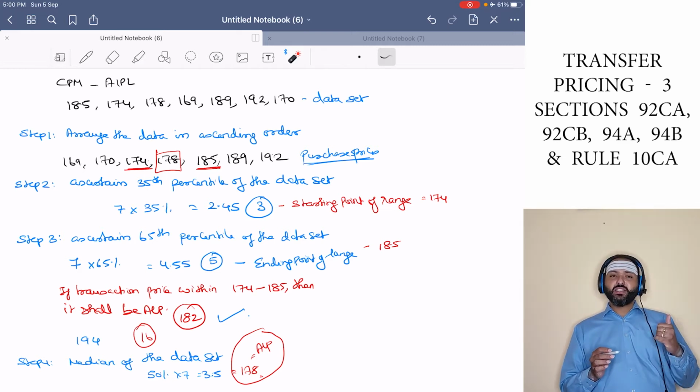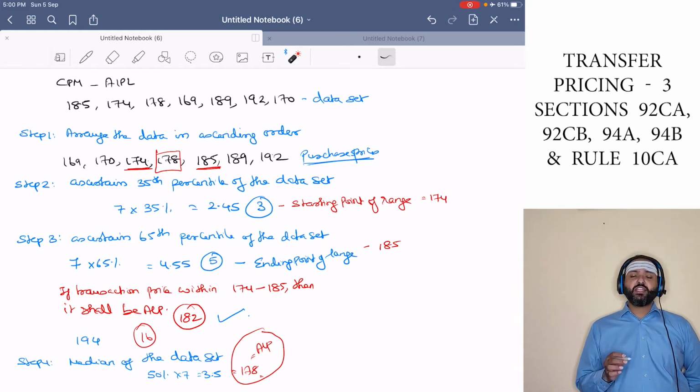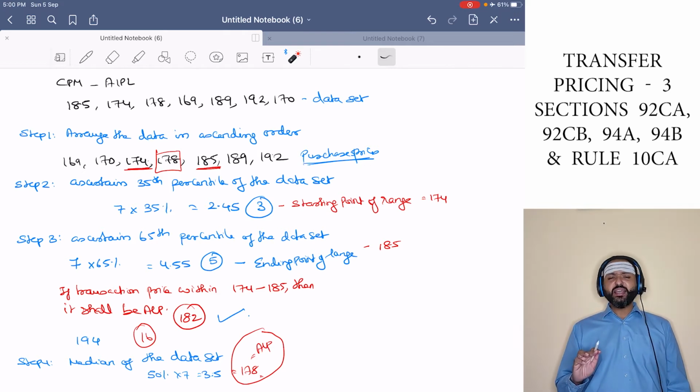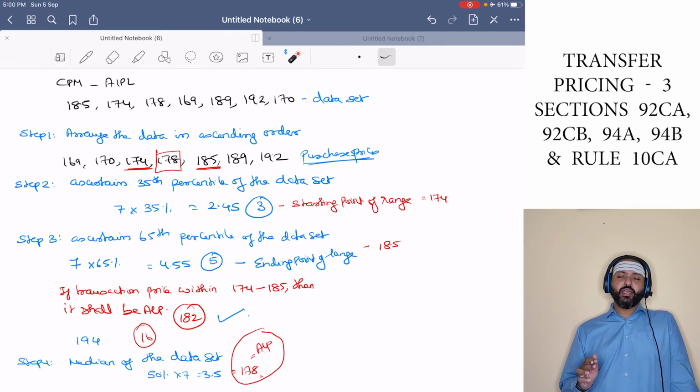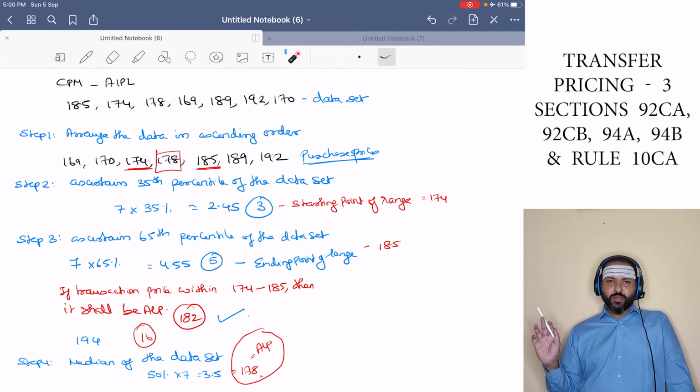Likewise, 13 will be the 65th percentile. So you will not take 13; you will take the 13th price and the 14th price divided by 2, which will be the end of the range. Okay, so if the transaction price is within this range, it will be considered as arm's length price. Fine. If the transaction price is beyond this range, you will have to take the median of the data set.